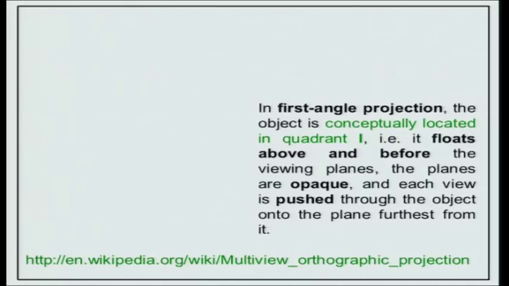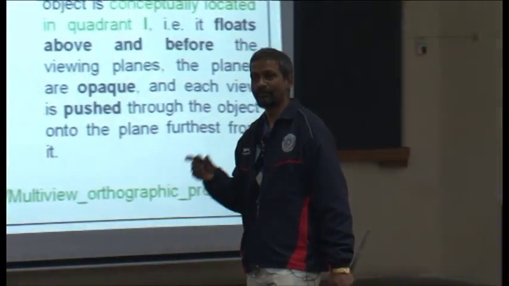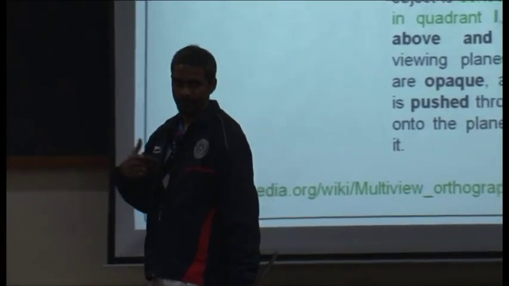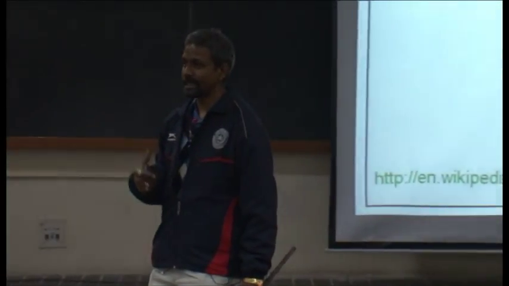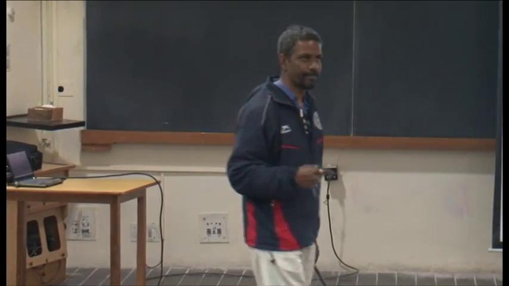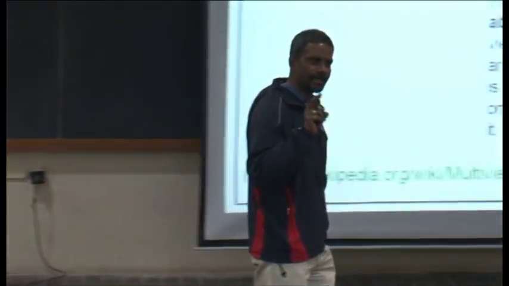I got something. In first angle projection, the object is conceptually located in quadrant 1. Now, here is where the difference lies. What I told you before was that it was the front view that was located in the first quadrant. But this says that it is the object which is located in the first quadrant. Okay? Slight subtle difference.